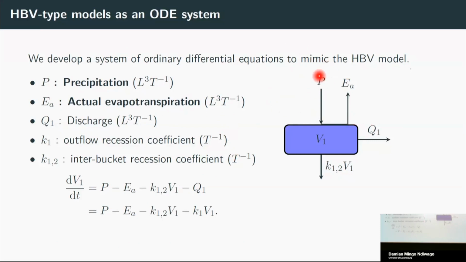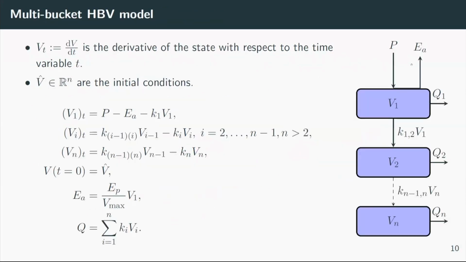So precipitation that leaves the atmosphere, part of it ends up in the first layer or bucket, V1. Then part of it goes down, while part leaves as discharge, Q1, and part returns back by evapotranspiration. So therefore, we can write a first ODE as this equation, where precipitation minus evapotranspiration and the other quantities of interest.